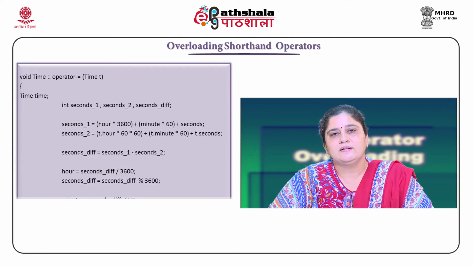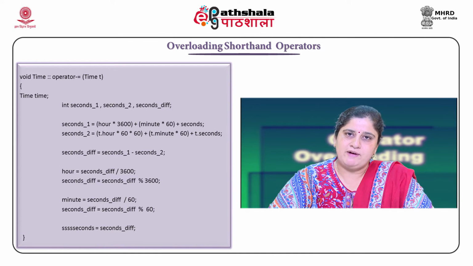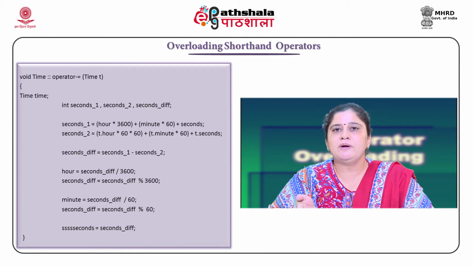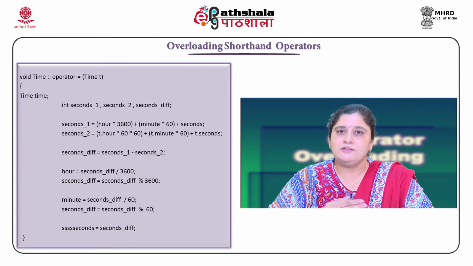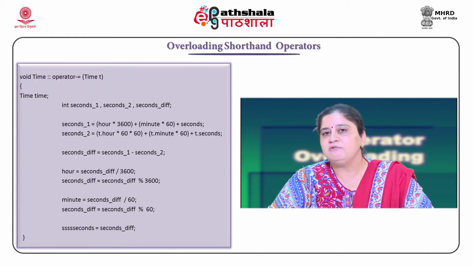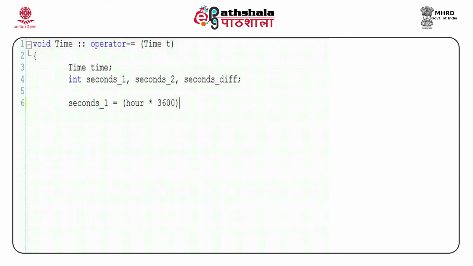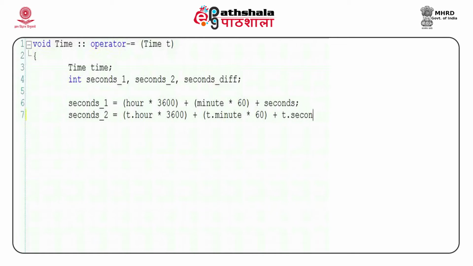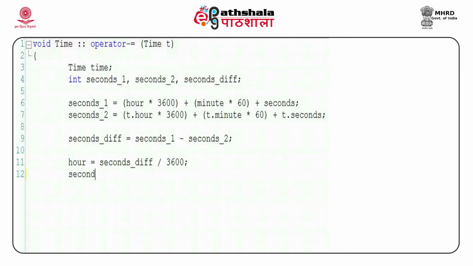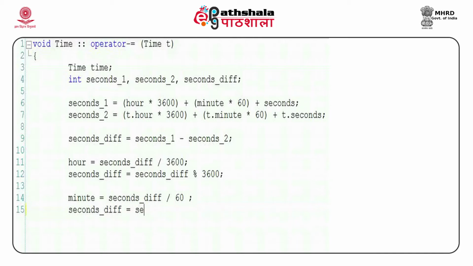Now, in this case, only the first operand will be modified, that is, the result of the operation on the first operand and the second operand will be stored back into the first operand. Therefore, the return type of this function will be void. So, the prototype will go like this: void keyword, operator followed by the shorthand operator that we are trying to overload, minus equal to, and as an argument one time object. This function will compute the difference of the first time object and the second time object, and the first time object will be updated with the difference of these two time objects.